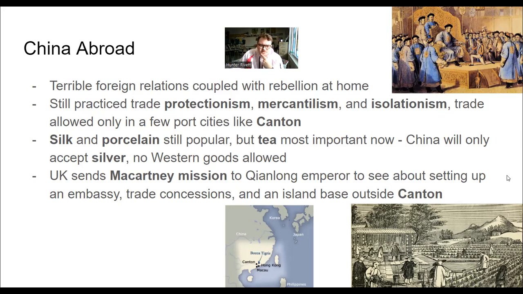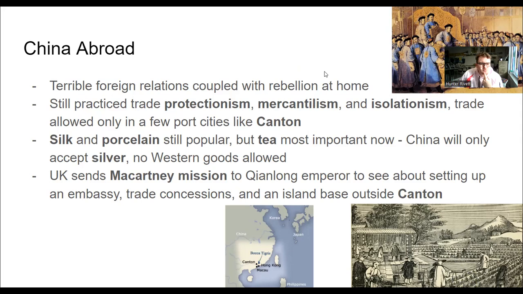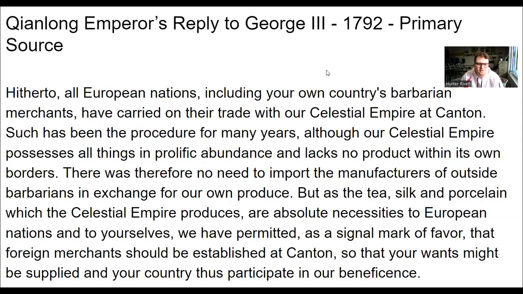And so what do you think the Qianlong Emperor says? Well, this is what he says, 1792, his reply: Hitherto, all European nations, including your own country's barbarian merchants, have carried on their trade with our celestial empire at Canton. Such has been the procedure for many years, although our celestial empire possesses all things in prolific abundance and lacks no product within its own borders. There was therefore no need to import the manufactures of outside barbarians in exchange for our own produce. But as the tea, silk, and porcelain, which the celestial empire produces, are absolute necessities to European nations and to yourselves, we have permitted, as a signal mark of favor, that foreign merchants should be established at Canton, so that your wants might be supplied and your country thus participate in our beneficence.